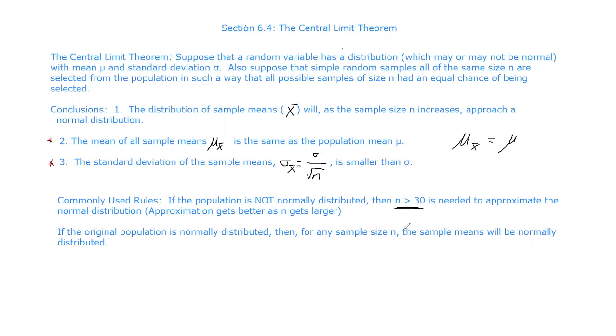But what this rule says is if your sample size is big enough, then the error that you get is going to be offset by the ease in calculation that you obtain by being able to use a normal distribution on that problem. So that's all we've got to remember. And the problem will tell us if it's normally distributed. And if it's not, we're going to check the sample size and just make sure it's bigger than 30. But if the original population is normally distributed, the sample size doesn't matter. The distribution of sample means will be normally distributed.